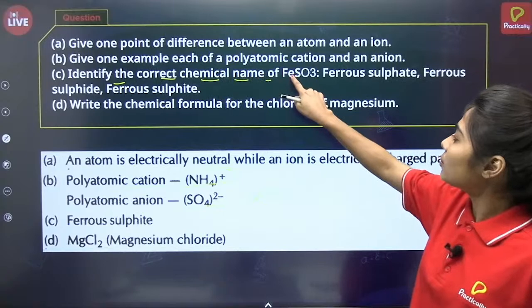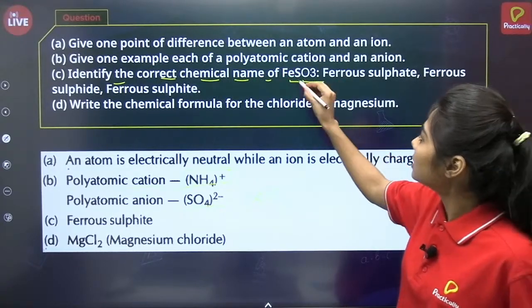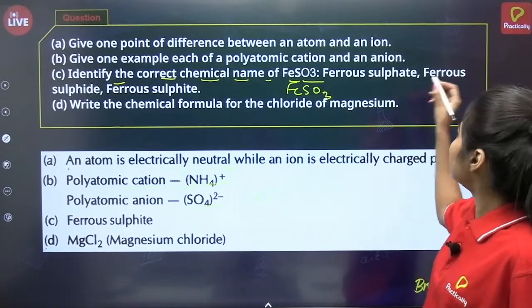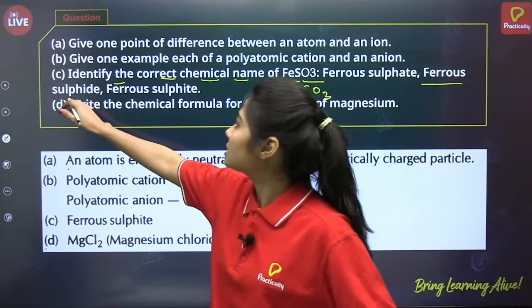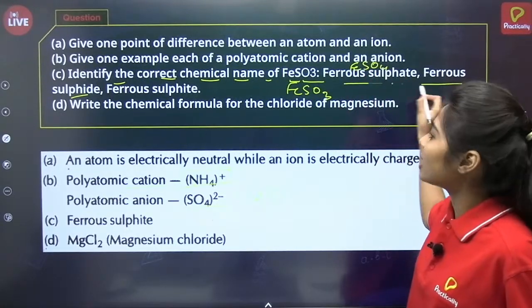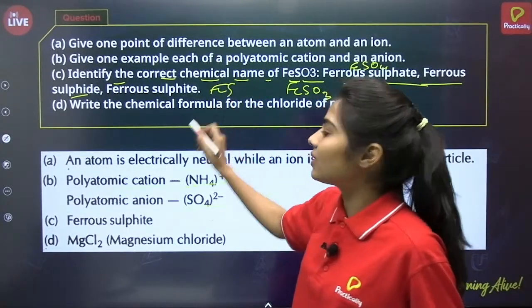Identify the correct formula for FeSO3. That is ferrous sulfide? Because FeSO4 is ferrous sulfate and FeS is ferrous sulfide.